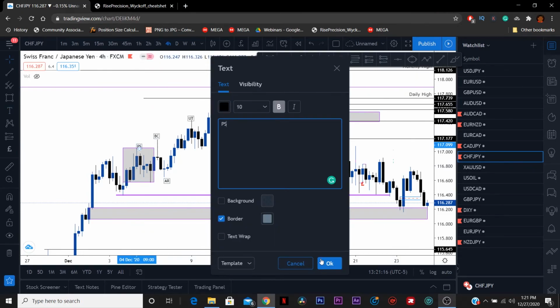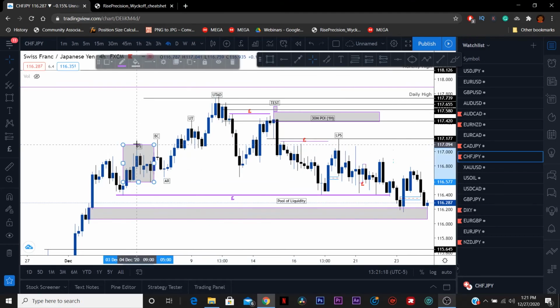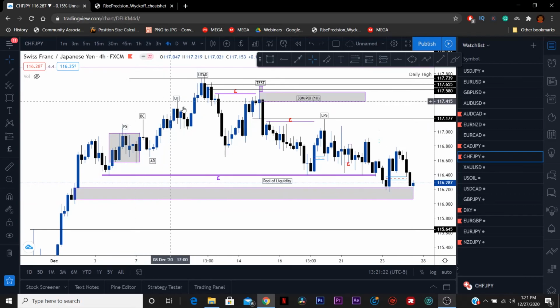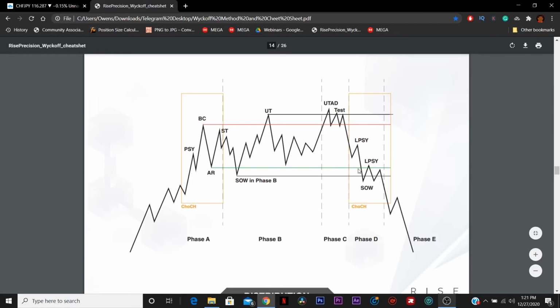There's supply right there. Okay. You see how in this distribution right here, we have the preliminary supply, we have our buying climax here, we have our automatic rally, we have our upthrust right here. Then we have our upthrust after distribution right here. We had a breaker structure right here, and we had our test right here. Came down, we had a last point of supply, and then we came down. You see the difference? This right here looks nothing like this.